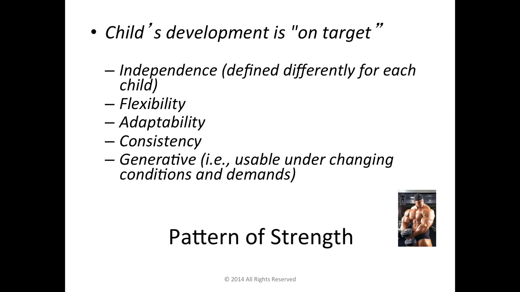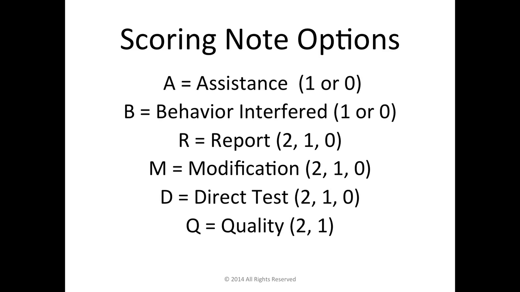So we really want to think about taking some time to look at whatever notes we use, whatever scores we give, and really have a conversation about what the data show us, what our observations have revealed, what our conversations have landed on in terms of what a child is able to do independently, with some flexibility. They're able to adapt to the situations and demands. They do it consistently, and they're able to change it depending on how the situation changes.